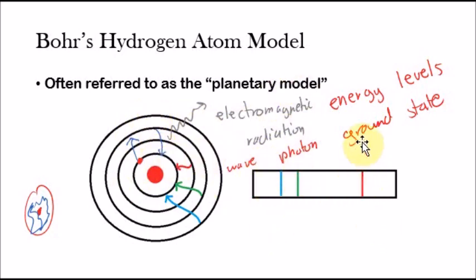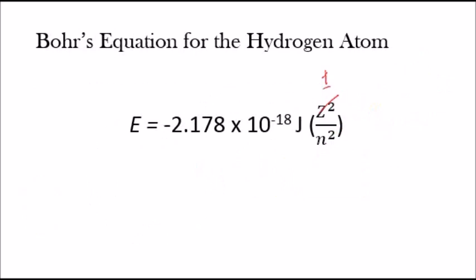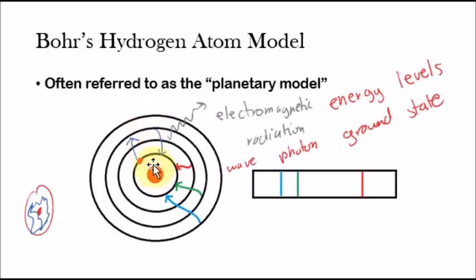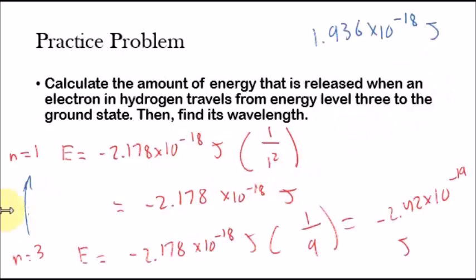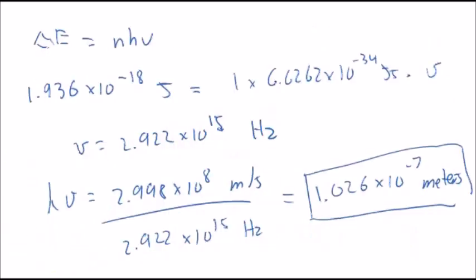We used Bohr's equation for the hydrogen atom in order to calculate the difference in energy levels, to see how much energy is going to be released whenever the electron goes from energy level 3 to energy level 1. And then we used that information with the two equations we learned about waves in previous lessons, to calculate not only the frequency of that wave, but also the wavelength.